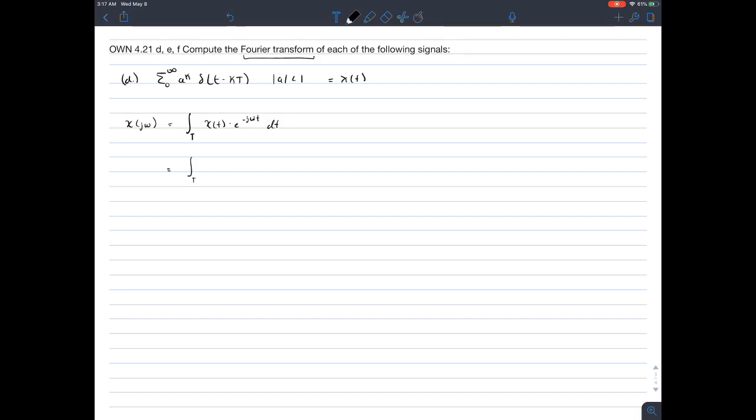So x of t is going to be the sum. Oops, that's not a summation sign. The sum from k equals 0 to infinity of a sub k delta of t minus kT, times e to the negative j omega t, dt.